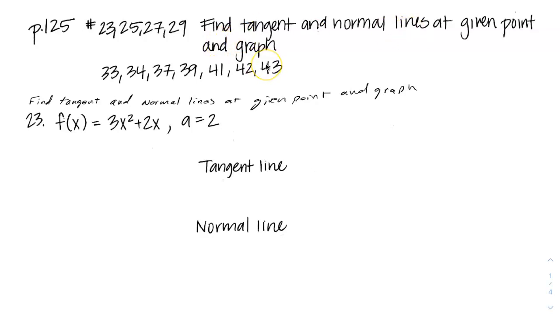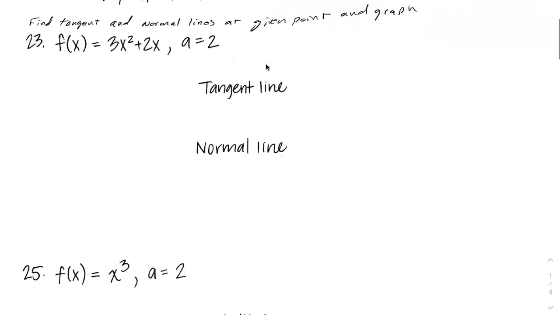Tangent lines and normal lines worksheet. Let's go through this. Find the tangent and normal lines at the given point in the graph. Remember, the way we're going to find tangent lines is the same way we've been doing it since algebra 1. We want to find the equation of a line, y minus y1 equals m times x minus x1.